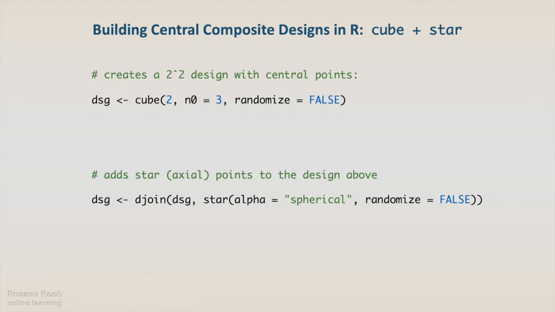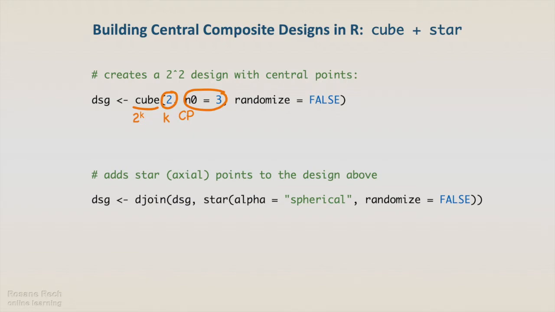In the first code line, the function cube returns the 2 to the power of k design. The arguments are the number of factors k equal to 2 and the number of central points n0 equal to 3. We are going to use randomize equal to false because it is easier to understand the design when in the standard order. However, you can delete it later.